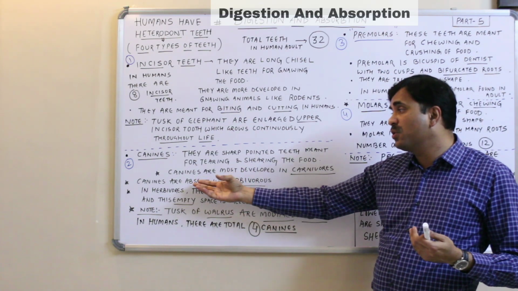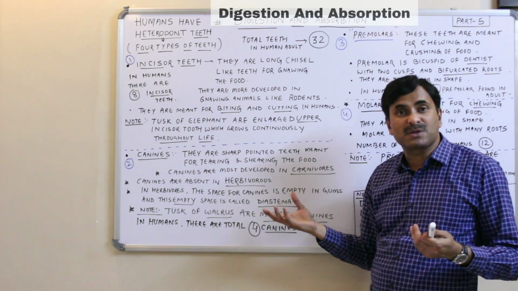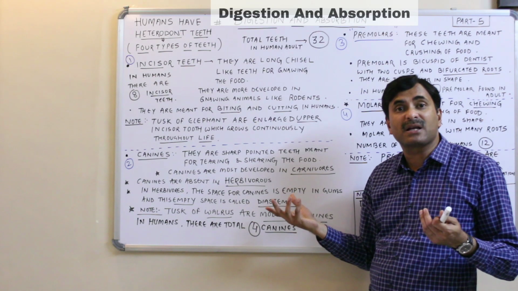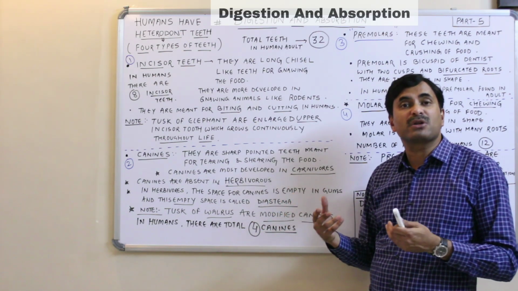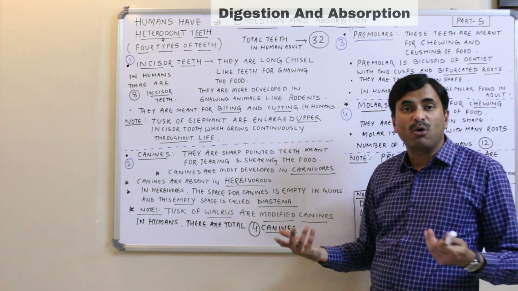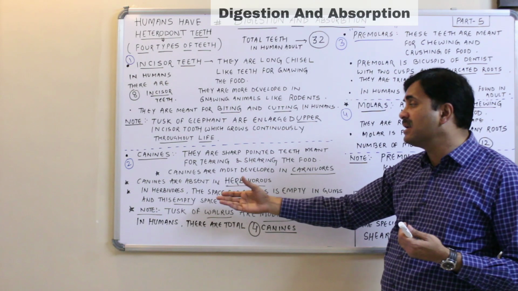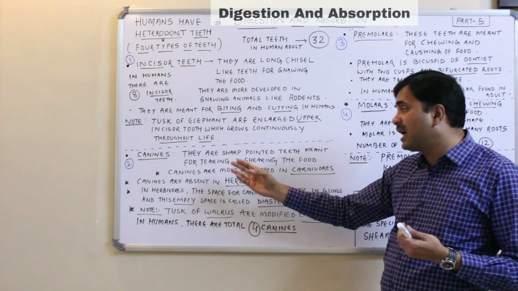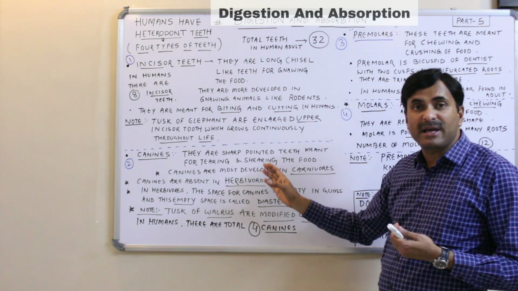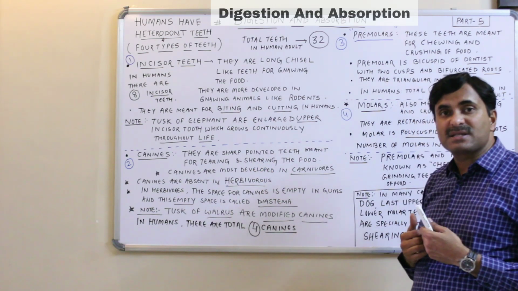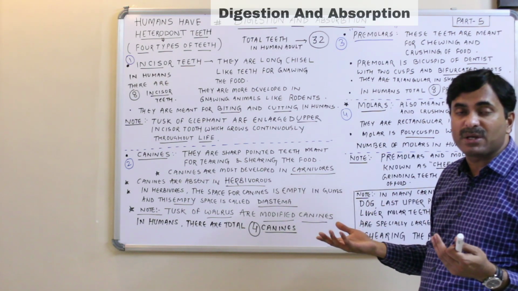But you know very well that canines are absent in herbivores, because herbivores feed on plants. They don't have to feed on animals, or tear or shear flesh, and that's why nature has not given canine teeth to herbivores. So in herbivores the canine teeth are totally absent. In human beings canines are found, but they are not as developed as they are in flesh-eating animals.